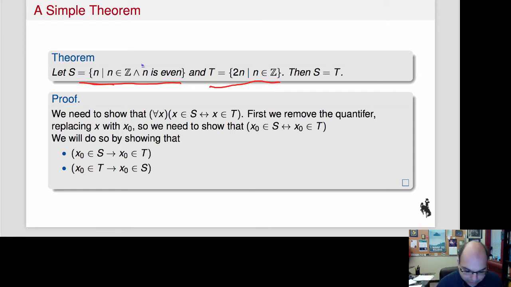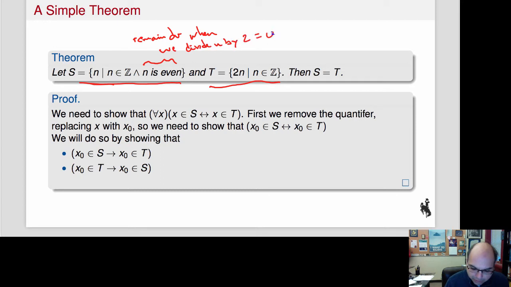Okay. Now, one kind of tricky thing about that is we're saying n is even. What exactly do we mean by that? There's a lot of things that we could mean, but what I want to say here is that the remainder when we divide n by 2 is 0. Okay. So that's what we mean by quote even.